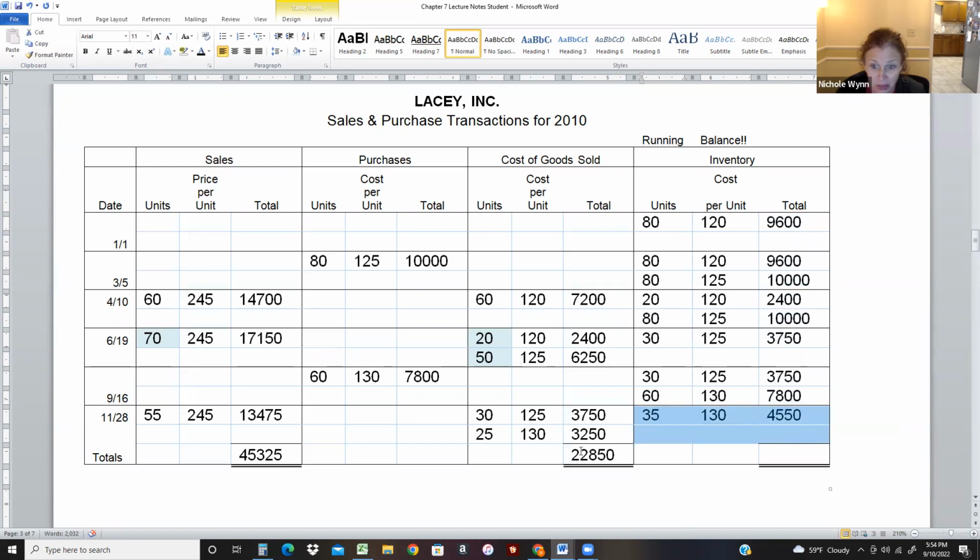The last day is these two, so there's only one number there. So our answer is 4550, and that's the number that would show up on inventory on our balance sheet. So we would start the next year with 35 at 130, and that would become the balance at the beginning of the next year. And then we would buy some and sell some, and we would end with some, and we would start the next year.